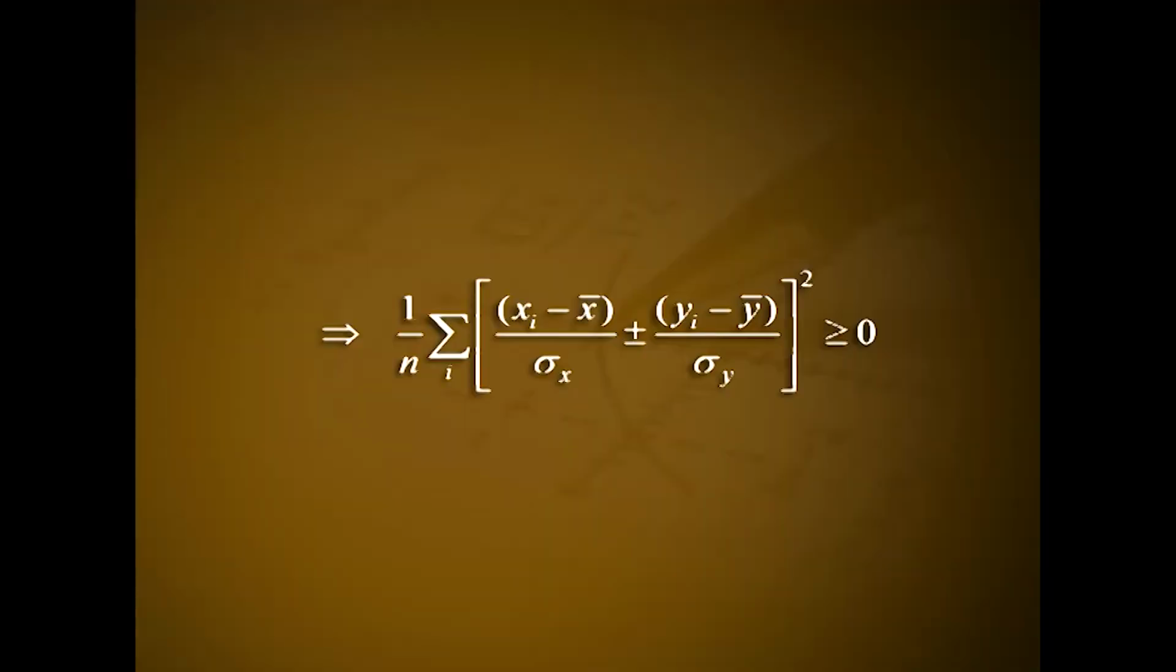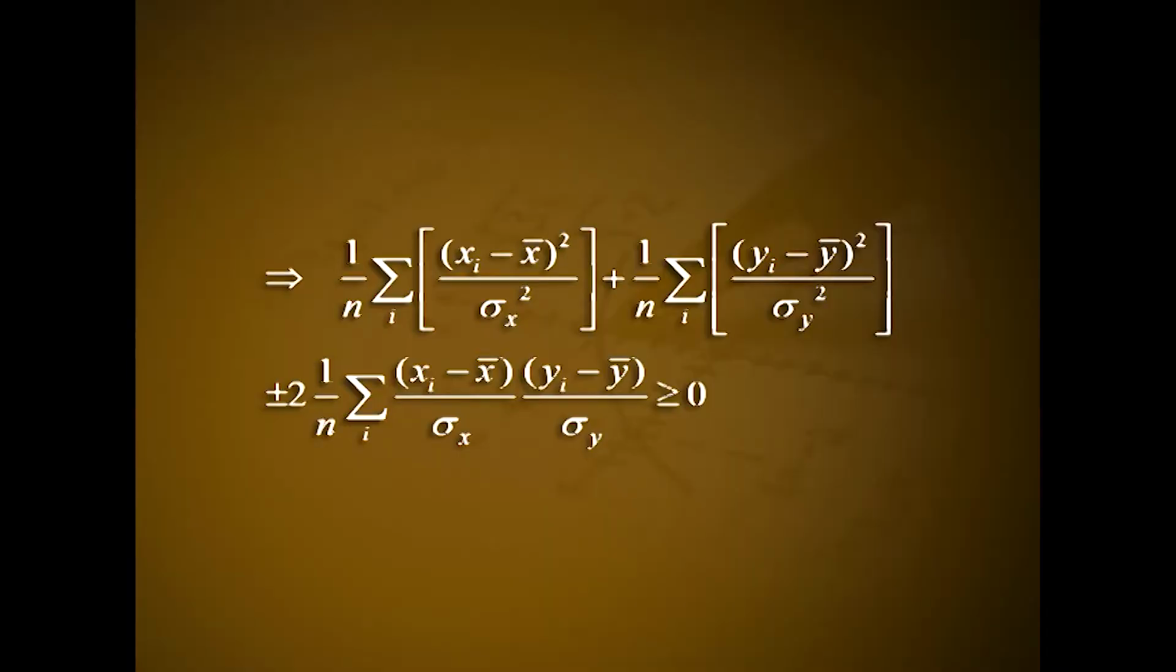Adding all such terms for i equal to 1, 2, etc., n and dividing by n, we get 1 by n summation over i (xi minus x bar by sigma x plus or minus yi minus y bar by sigma y) the whole square greater than or equal to 0. On expansion, this implies 1 by n summation over i (xi minus x bar) whole square by sigma square x plus 1 by n summation over i (yi minus y bar) whole square by sigma square y plus or minus 2 into 1 by n summation over i (xi minus x bar by sigma x) into (yi minus y bar by sigma y) greater than or equal to 0.